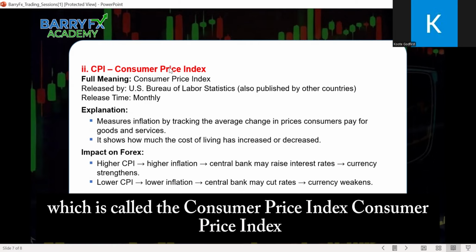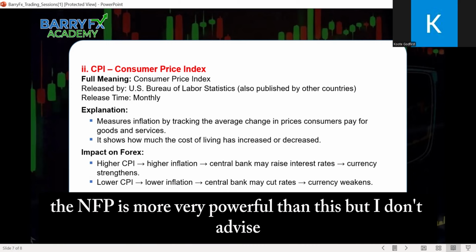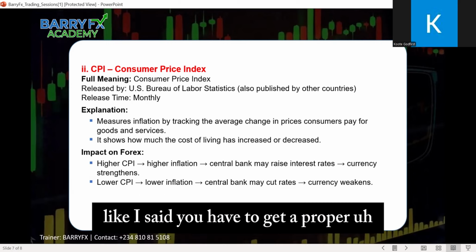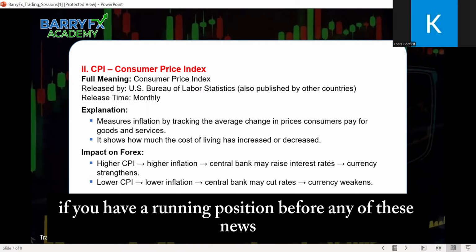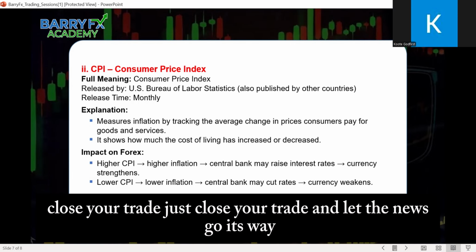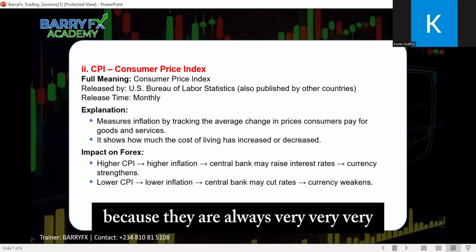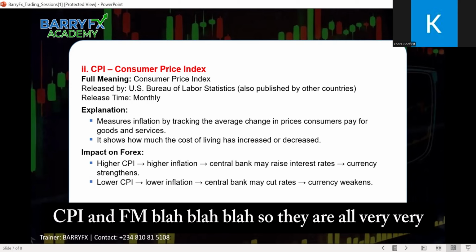CPI, which is called the Consumer Price Index. This is also very volatile, but the NFP is more powerful than this. I don't advise, like I said, you have to get a proper understanding of this news before you go trade them. If not, if you have a running position before any of this news, you can just tighten your stop loss or close your trade. Just close your trade and let the news go its way, because they are always very volatile whenever it comes to this NFP, CPI, and FOMC.